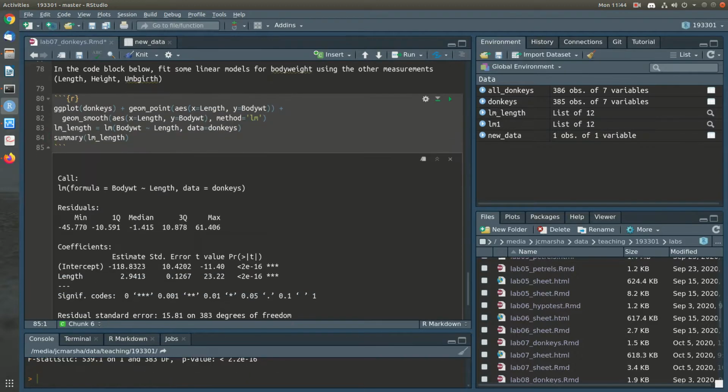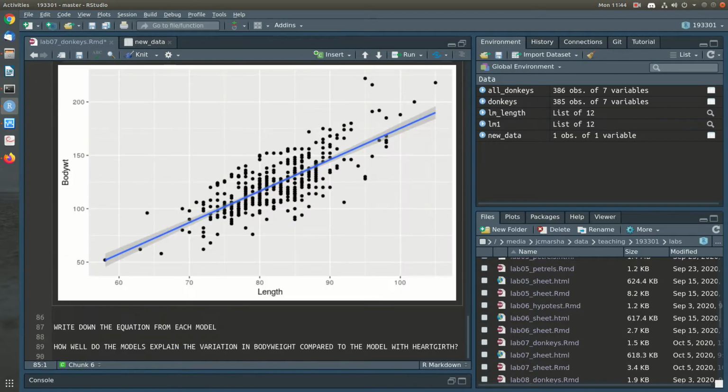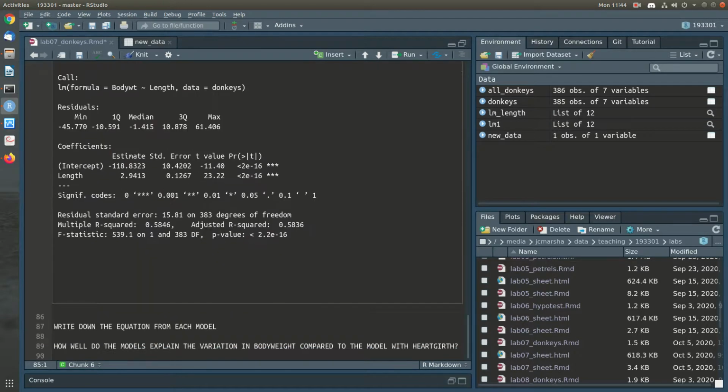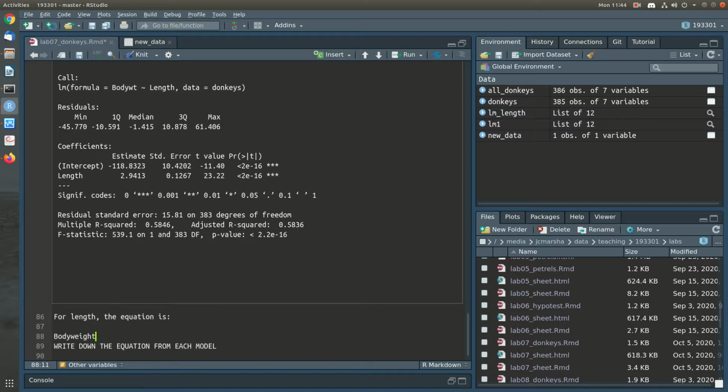Okay, and here's the summary information. Okay, so let's write down the equations. The equation from this model. So for length, the equation is body weight equals minus 118.8 plus 2.94 times length. This model explains around 58% of the variation in body weight.